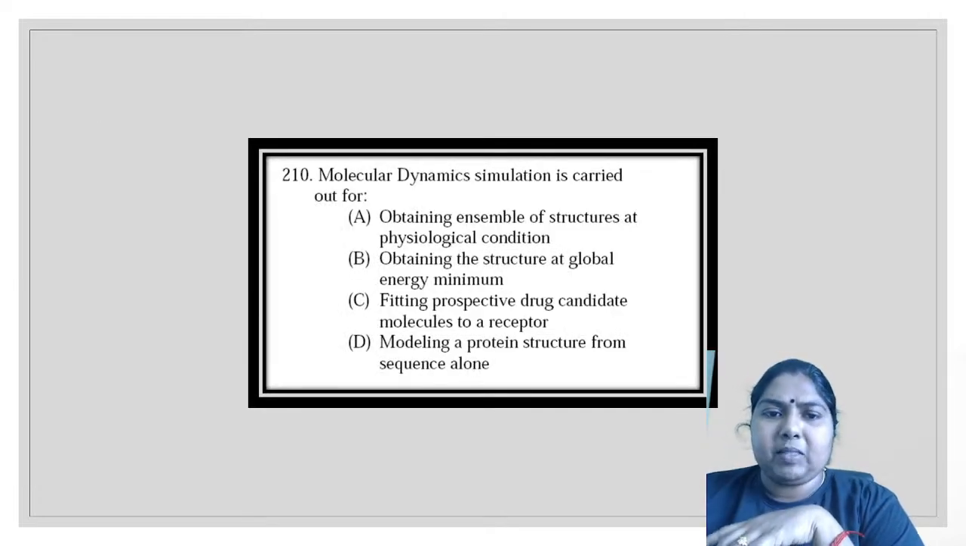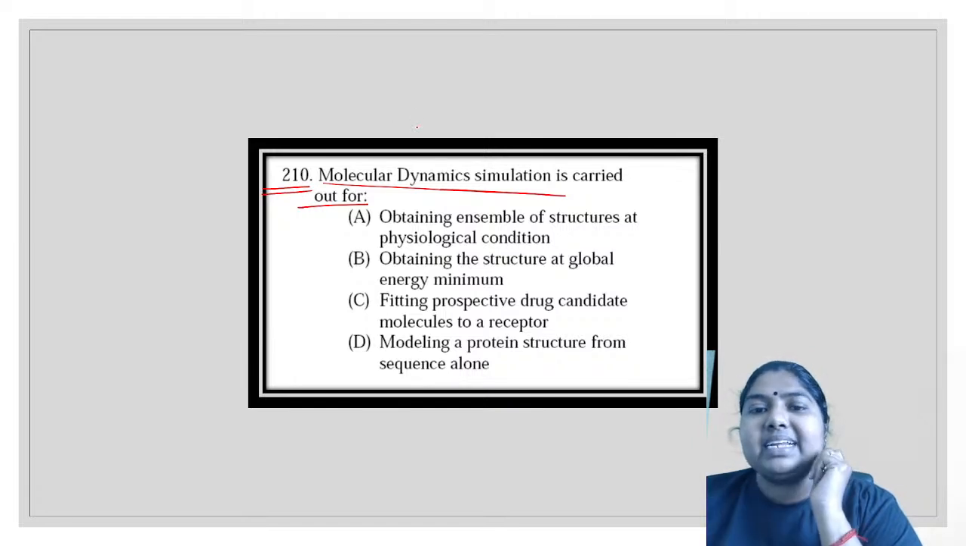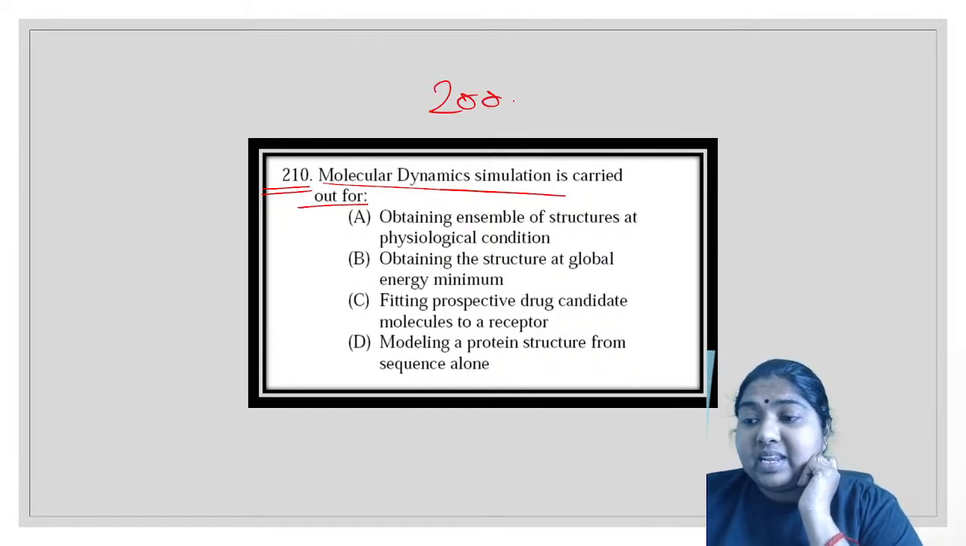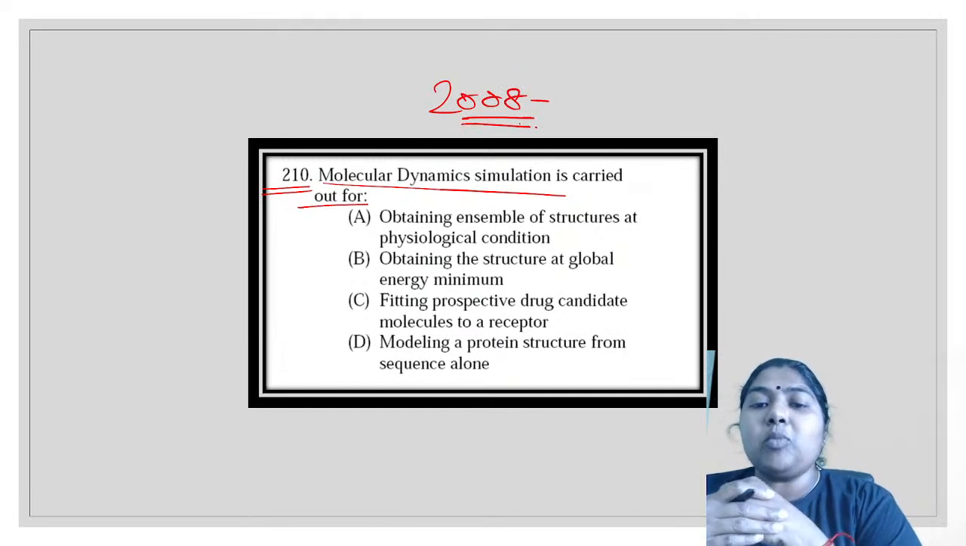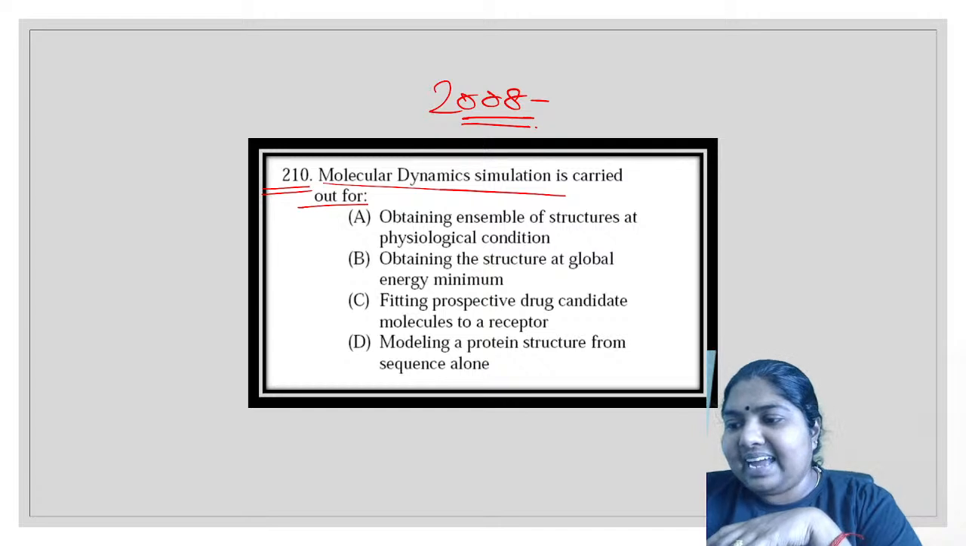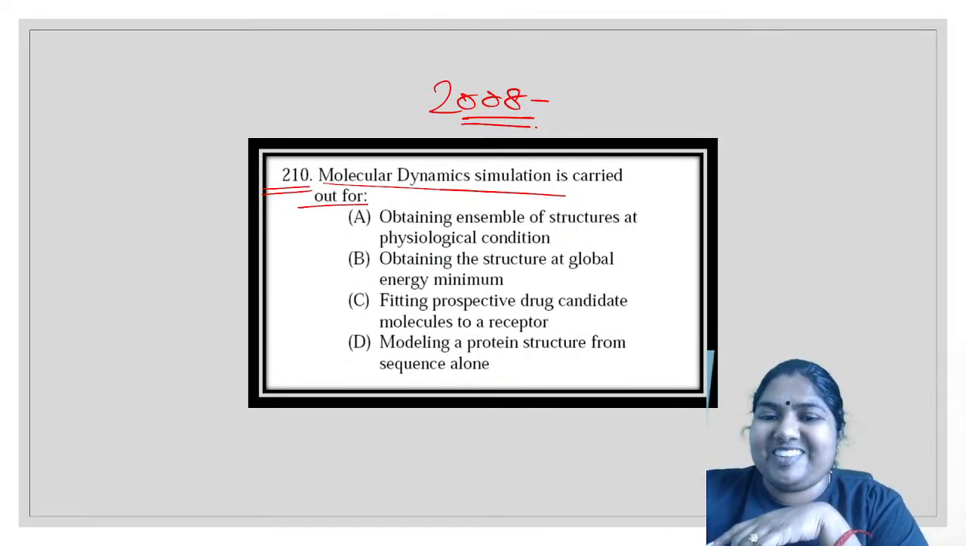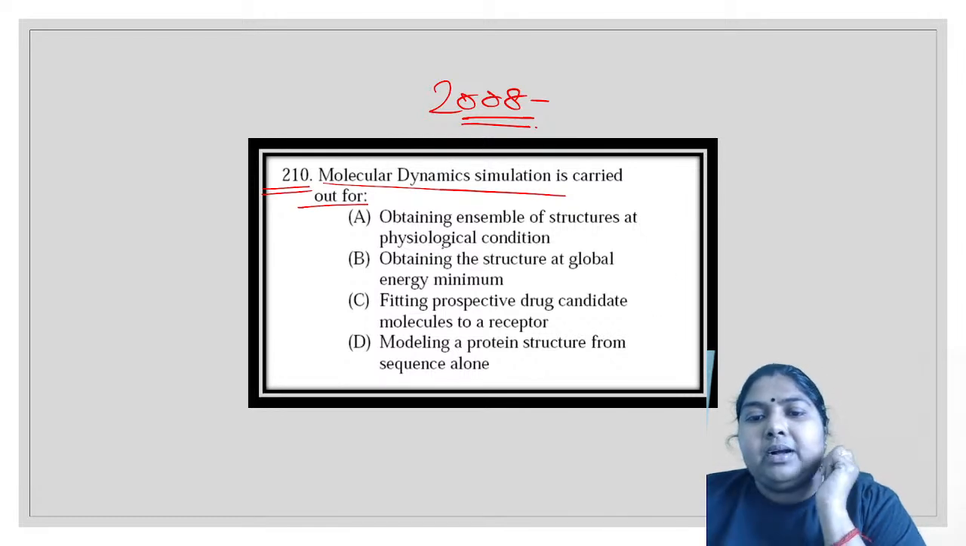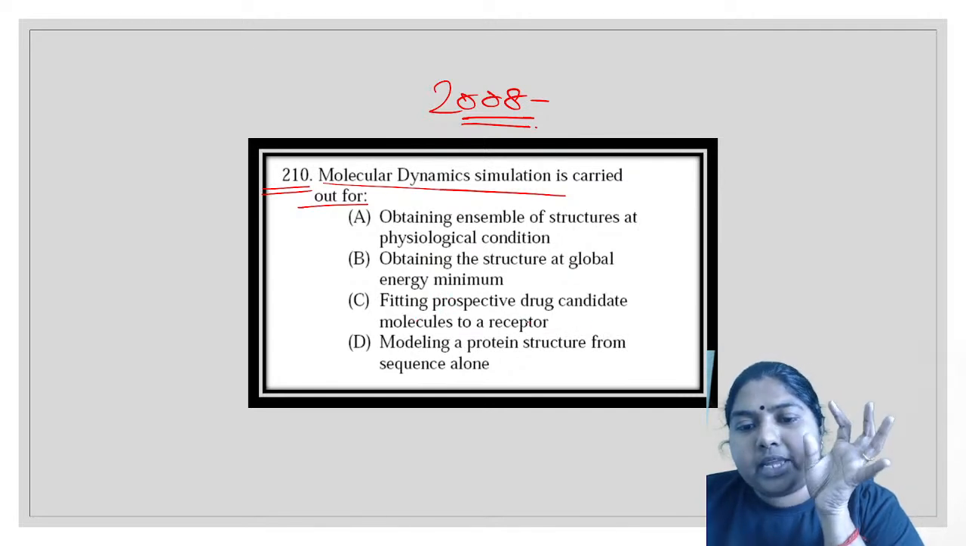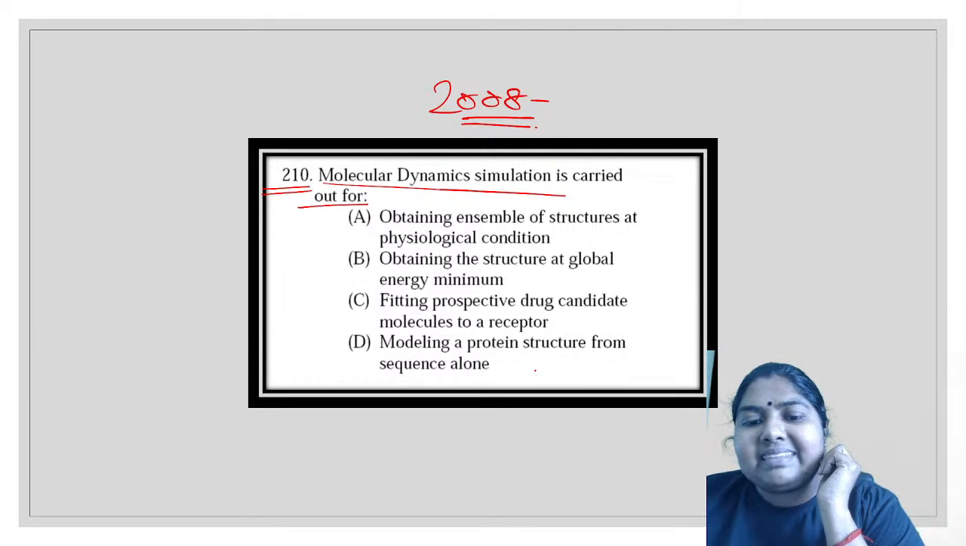And next one, final question maybe for the day. The molecular dynamic simulation is carried out for, see, I think we started with 200 questions, now 210, almost 10 to 12 questions in 2008 paper alone. Okay, so molecular dynamic simulation, it is carried out for obtaining the ensemble of structures at physiological condition, obtaining the structure at global energy minimum, fitting prospective drug molecule to the receptor, modeling a protein sequence from the sequence alone.